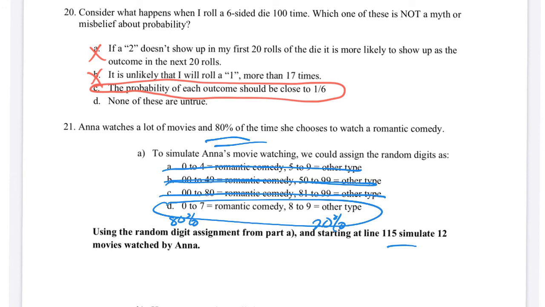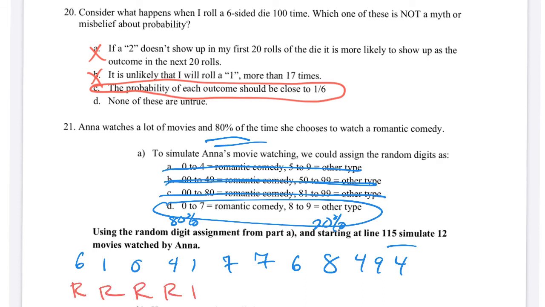So now we're going to use our random digit table, and they're having us use line 115 to simulate 12 movies watched by Anna. So the numbers on line 115 are 6, 1, 0, 4, 1, 7, 7, 6, 8, 4, 9, 4. All right, now we're going to write under it whether it's a romantic comedy or another. So 0 to 7 is romantic. So that's romantic, romantic. 8 is other, and 9 is other.